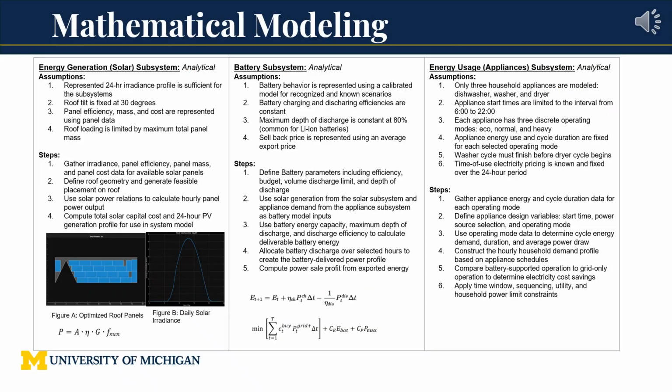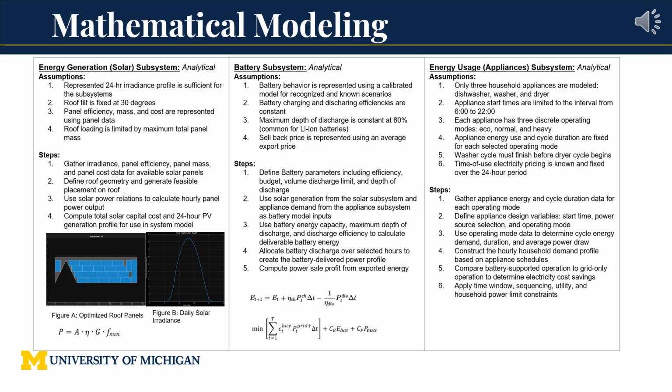The modeling was divided into three analytical subsystems: solar, battery, and appliance usage. The solar model uses irradiance data, roof geometry, and panel properties to calculate hourly solar generation and solar capital cost. The battery model takes in solar generation and appliance demand, then applies charging and discharging efficiency, depth of discharge, and battery limits to estimate available storage energy and sale profit from exported power.